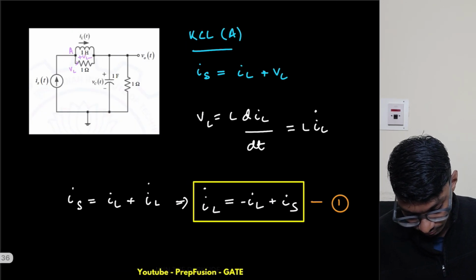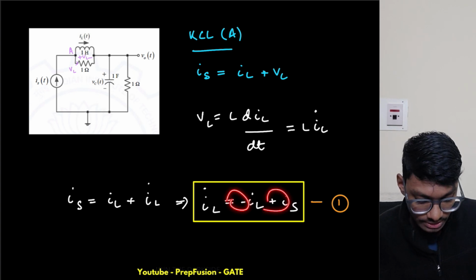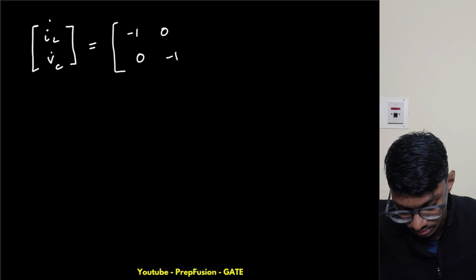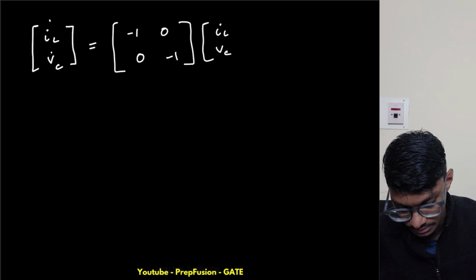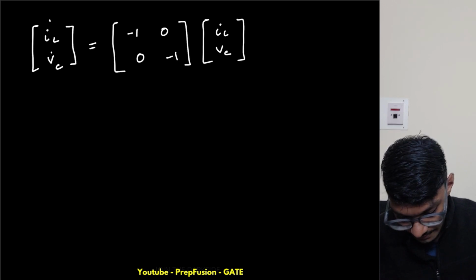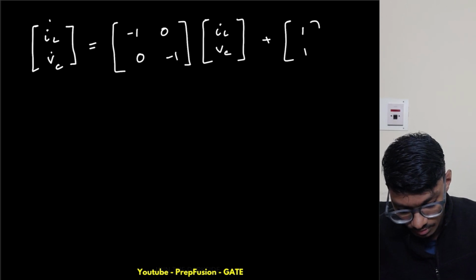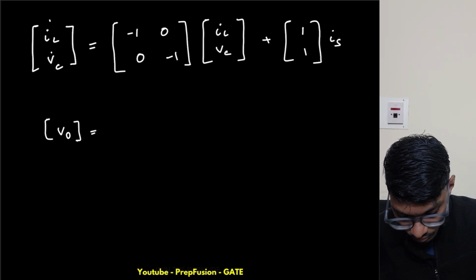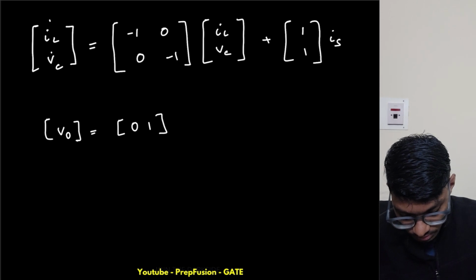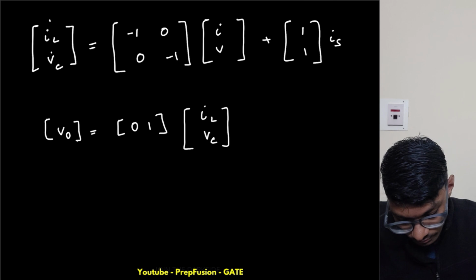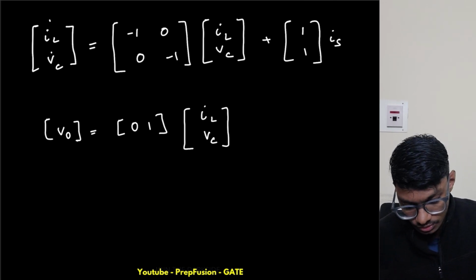So what does this become? Now you have to understand the coefficients. The coefficient of IL is -1 and this is 1. So I will first write it, then I will explain it to you. This is -1, this is 0, this is 0, this is -1, this is IL, this is VC, plus this equals 1 comma 1, multiplied by IS. And the output equation is VO, which equals 0 comma 1 times the vector of IL and VC. This is also in matrix format.